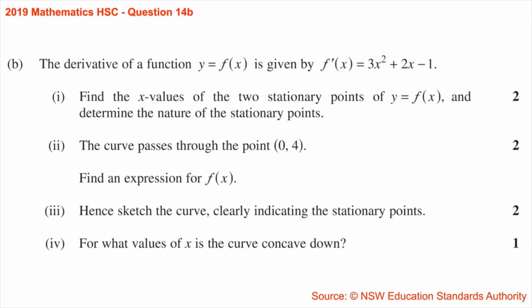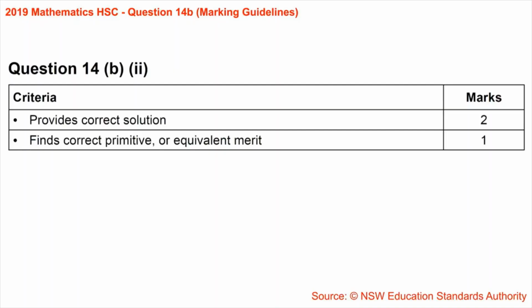Part 2. The curve passes through the point 0, 4. Find an expression for f of x. The following are the marking guidelines for question 14b, part 2. For 1 mark, we have finds correct primitive or equivalent merit. And for 2 marks, we have provides correct solution.